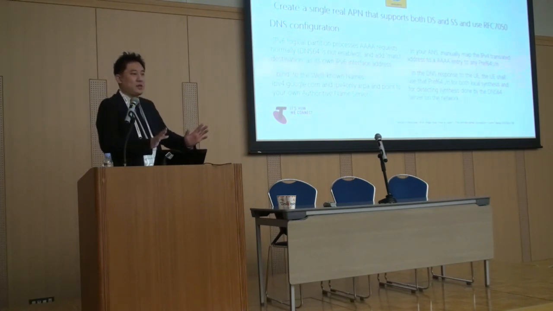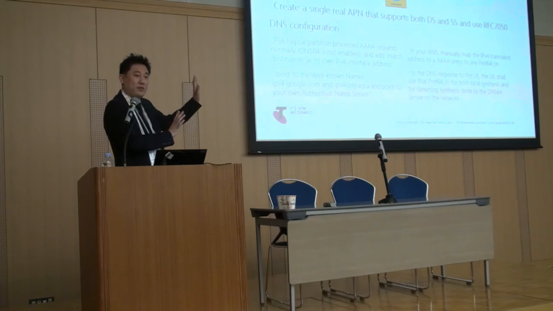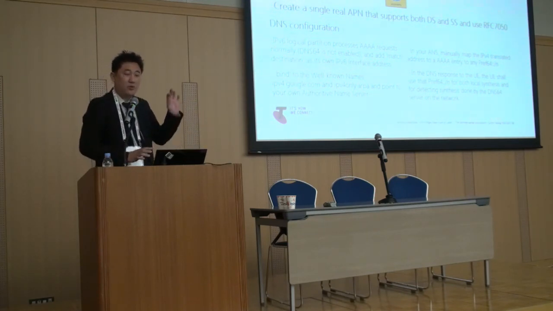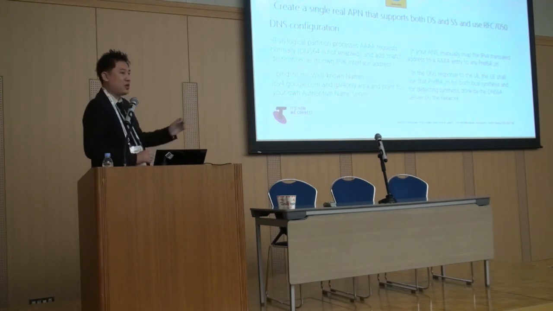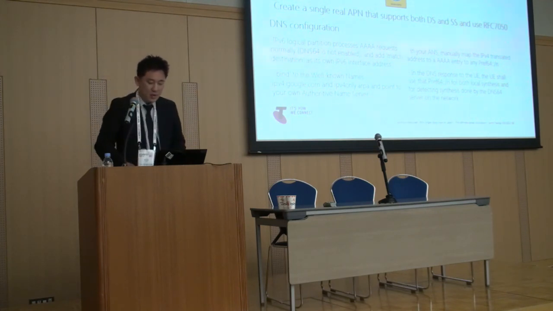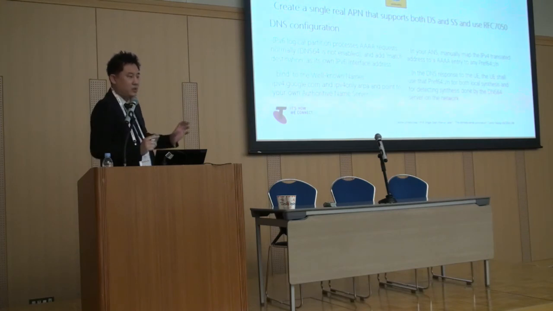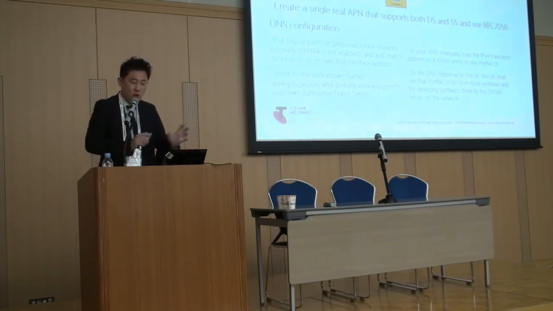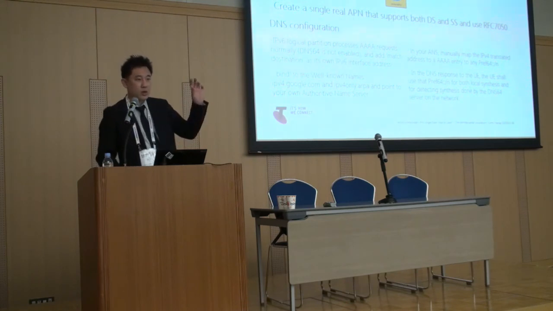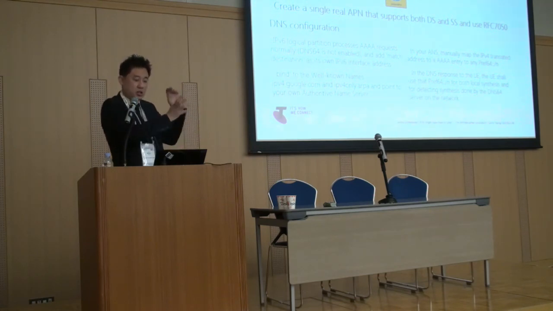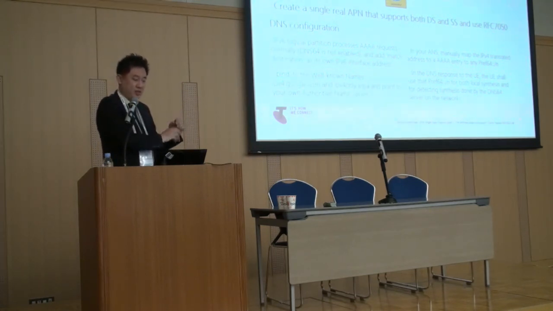What I hope today is you take this one away, if anything. Create a single real APN that supports both DSN SS and use RFC 7050. So, the DNS configuration. It's all in the DNS this time. Your IPv6 logical partition processes quad A requests normally. So you create an IPv6 logical partition in your DNS. You don't need a DNS 6.4, and you add a match destination to its own IPv6 interface.